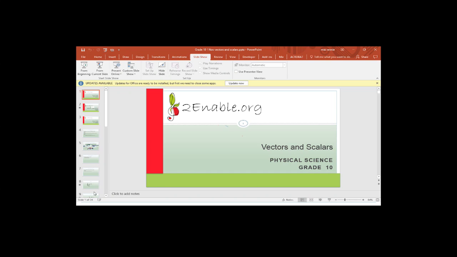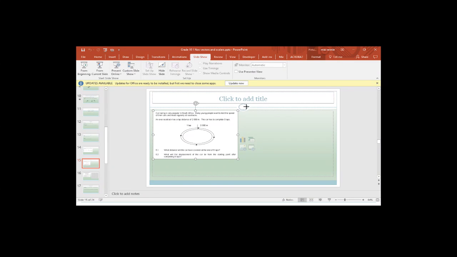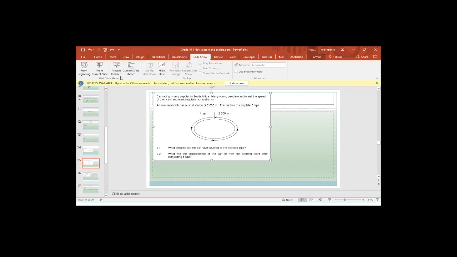I actually really like this question because it really gives you an idea of the difference between distance and displacement, okay? It says, car racing is very popular in South Africa. Many young people want to test the speed of their cars and meet regularly at racetracks. An oval racetrack has a displacement, okay, wait, just let me do something quickly. I just want to get as far as this, and I want to make this bigger so we can see it better. Okay, there we go. Much better. So it says an oval racetrack has a lap distance of 2,000 meters. So if we start here and go all the way around, that's 2,000 meters, right?